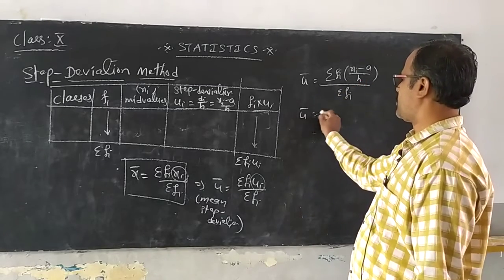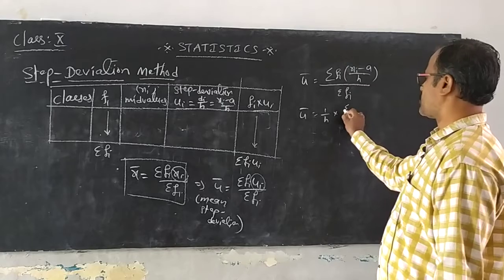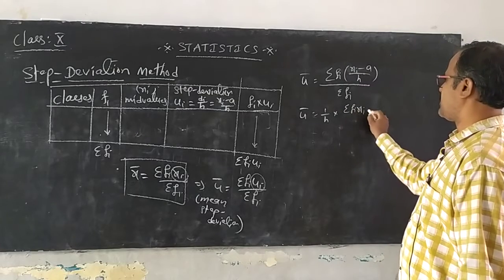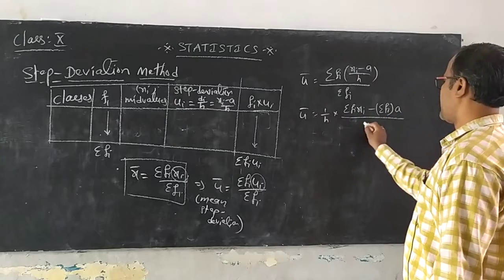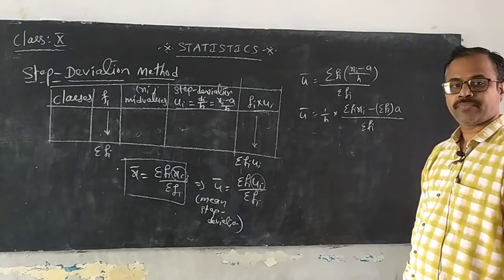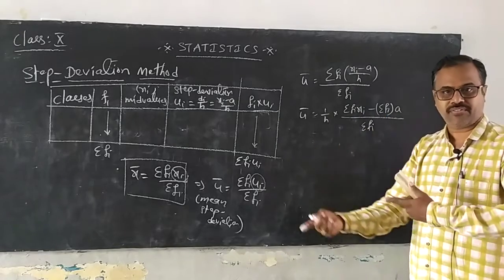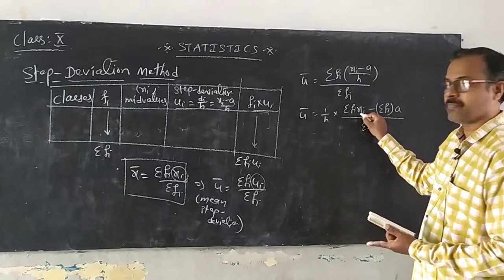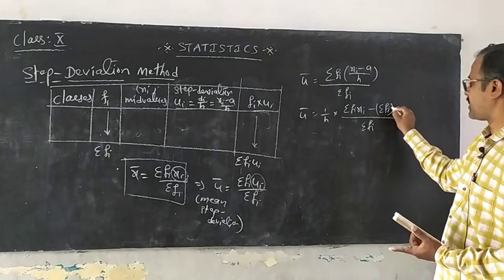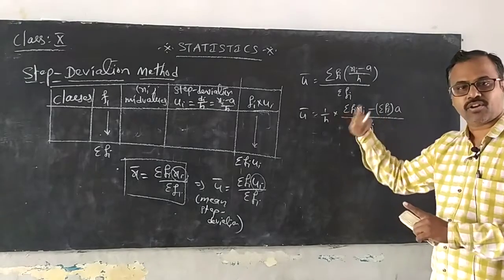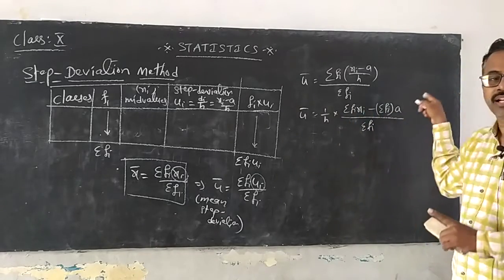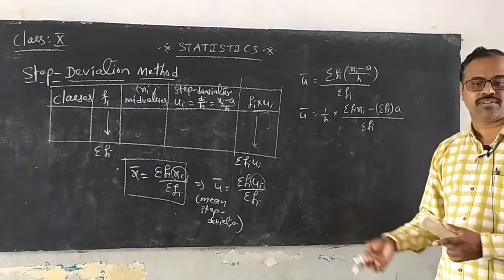U bar is equal to 1 by h into sigma fi xi minus sigma fi multiplied with a by sigma fi. I said in the previous deviation method, here I didn't put any bracket, but here I have placed a bracket. The reason, yes, very good, because here it varies along with the frequency, but here it remains constant as maybe the frequency changed.